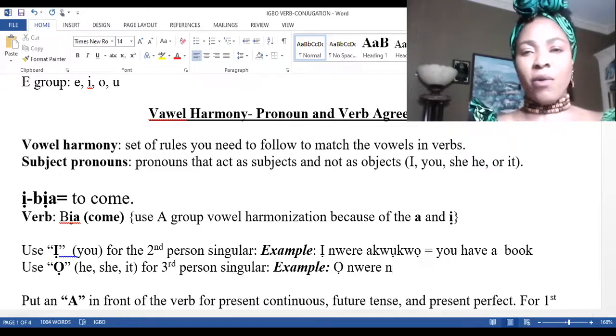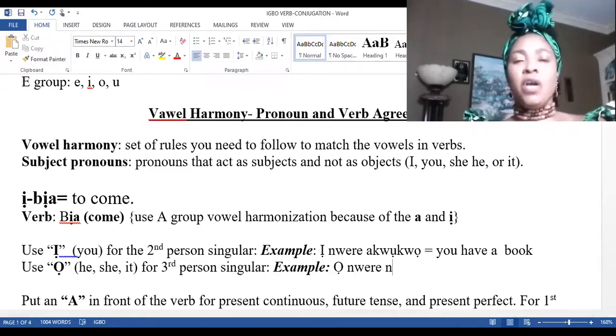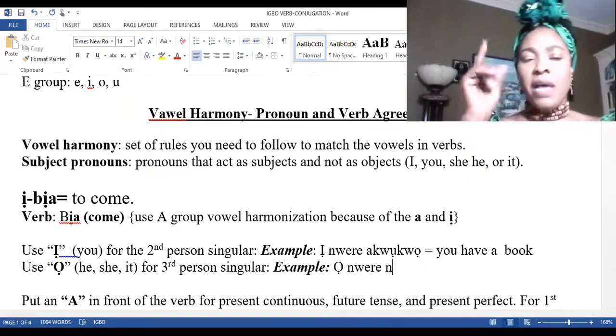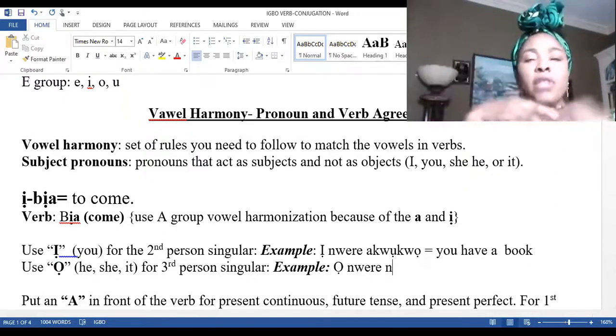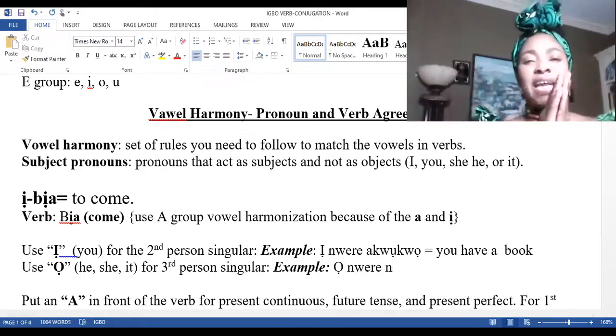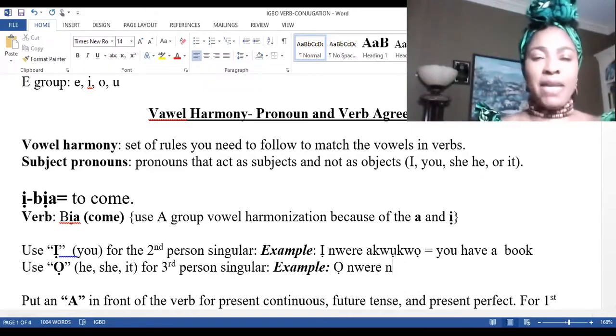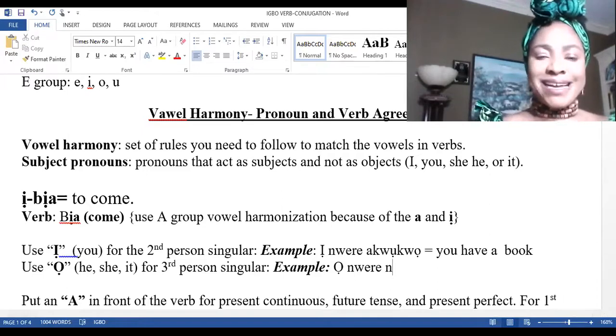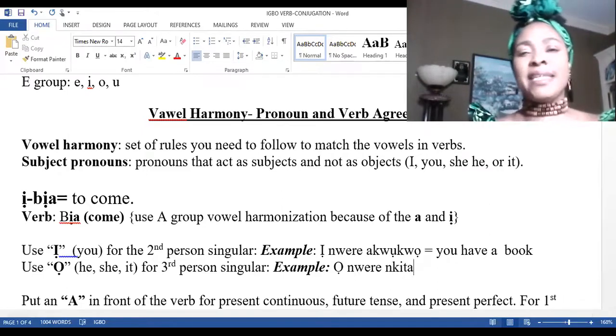Now let me use another word because I want you to know this word too. We're gonna do animals, but not now. But let me use, because I know dog is common, dog means nketa. So I'm gonna use a dog's name now, okay? O nwere nketa. Nketa means a dog.